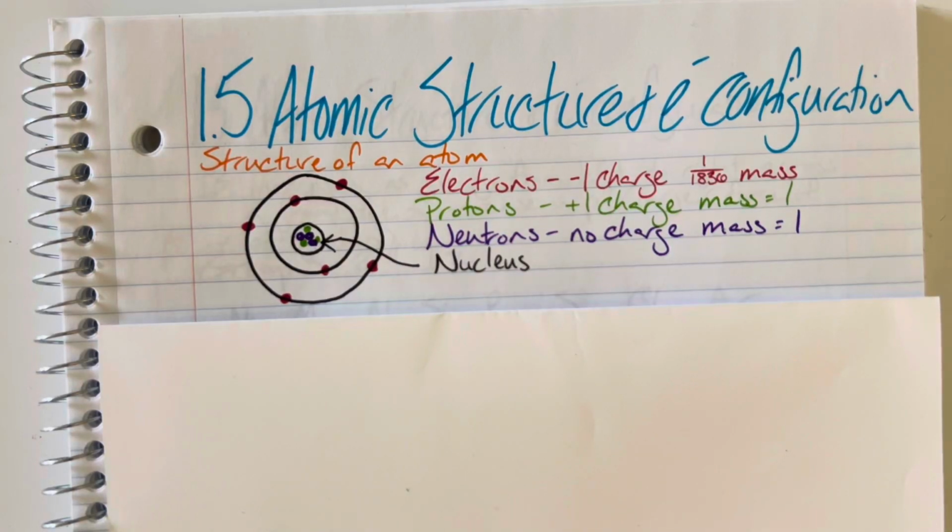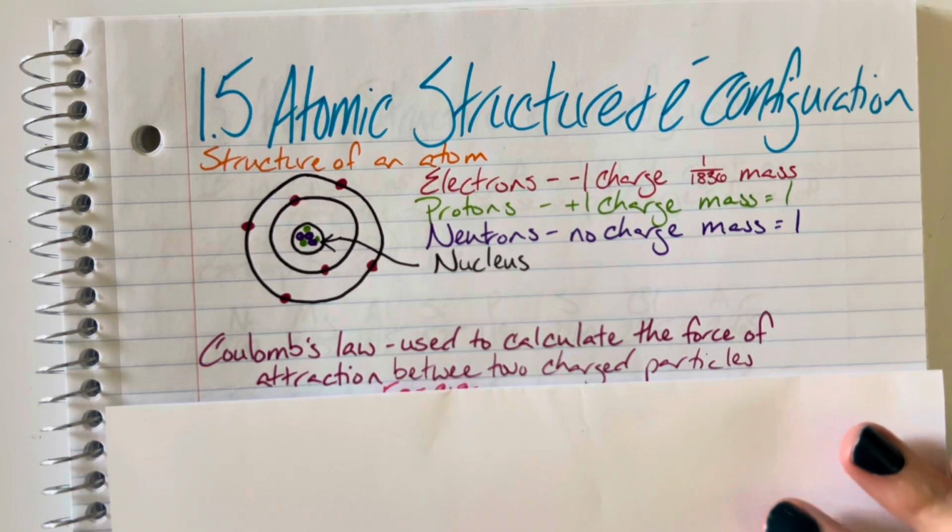My charge for my electrons is going to be defined as -1, and my mass is 1/1836 of an AMU, basically 0. My protons are going to have a defined charge of +1 and a mass of approximately 1 AMU. And my neutrons are neutral and they have a mass of 1 AMU.